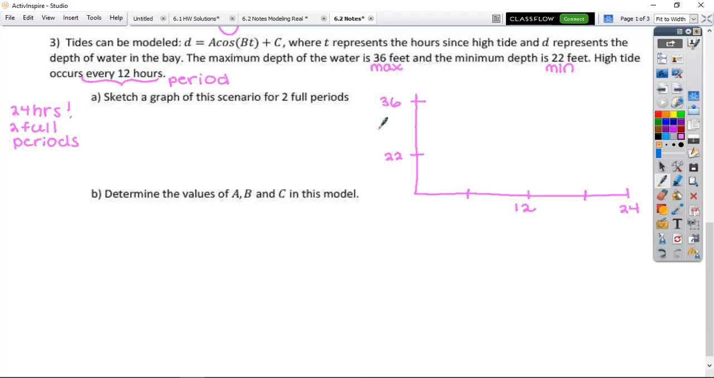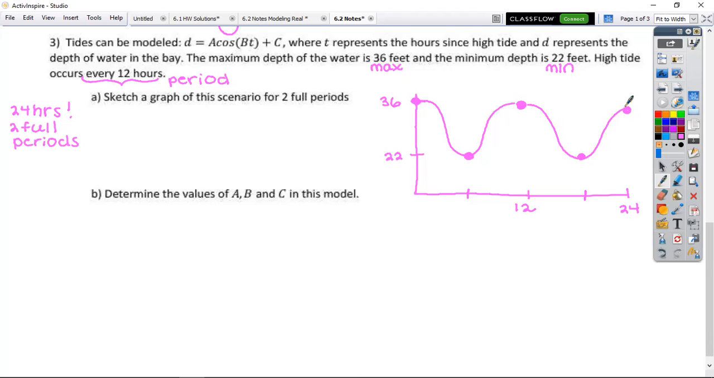Okay. So we are going to start up at our maximum of 36. We're also going to end at 36. That's one complete cycle. So halfway in between, I'm at 22. There's one cosine curve. And then all I do is replicate it on the other side. Again, they are periodic in nature. And there you go. What do you think? Pretty easy?